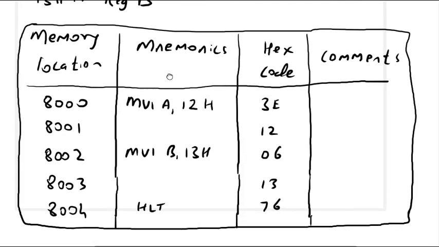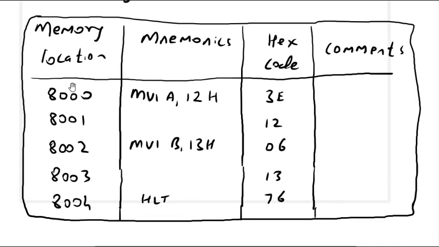So this is the program, with the memory locations. MVI A 12H, a 2 byte instruction, MVI B 13H, a 2 byte instruction, then HLT. These are the hex codes: 3E 12, 06 13, 76. So these are the hex codes, and these are the memory locations. Now let us see how we can enter this particular code using a mobile app.